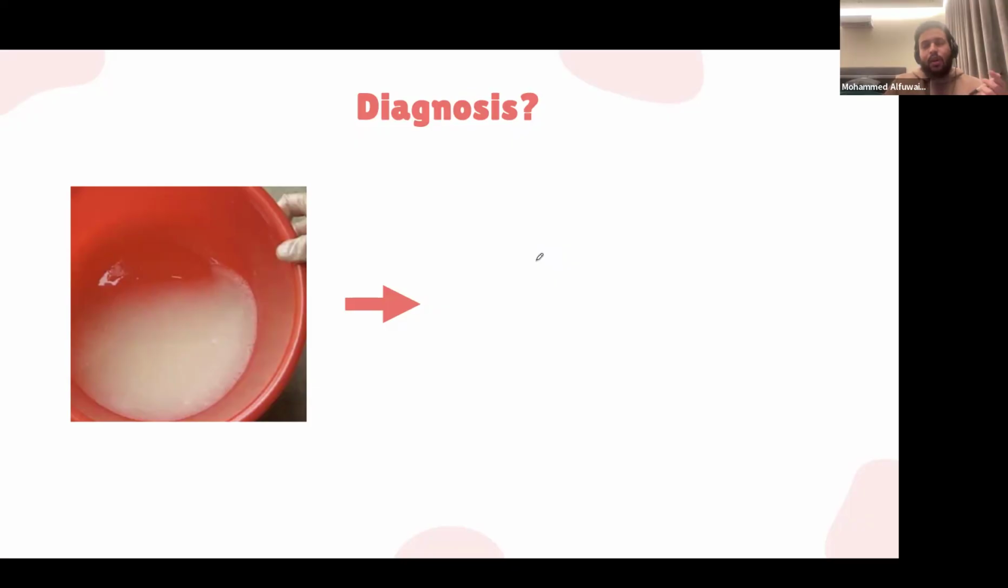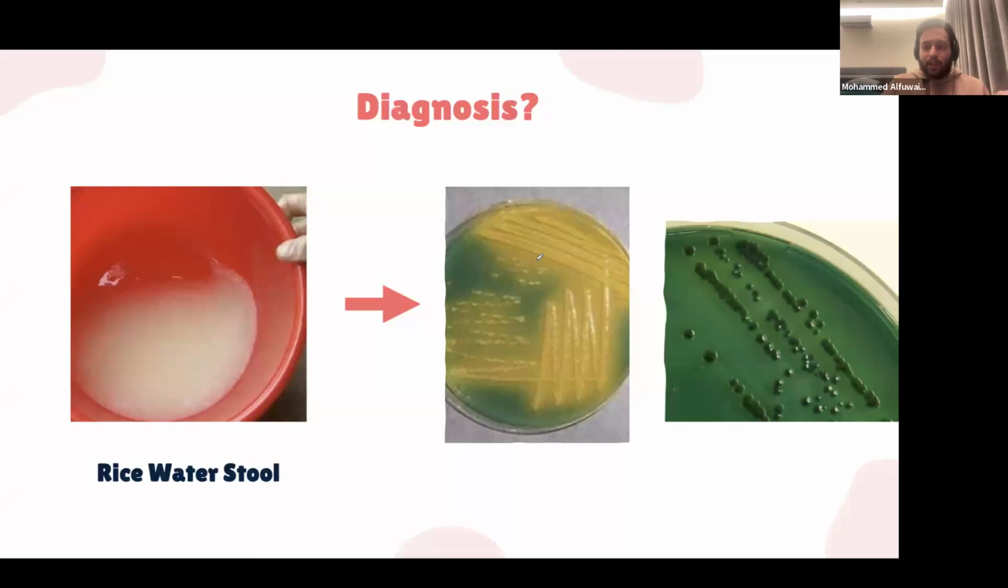Good. Is it oxidase positive or negative? Positive, excellent. And lastly, what important culture media can you use for Vibrio? TCBS, good. Which is thiosulfate citrate bile salt agar, which will tell you it's both selective and differential for Vibrio.